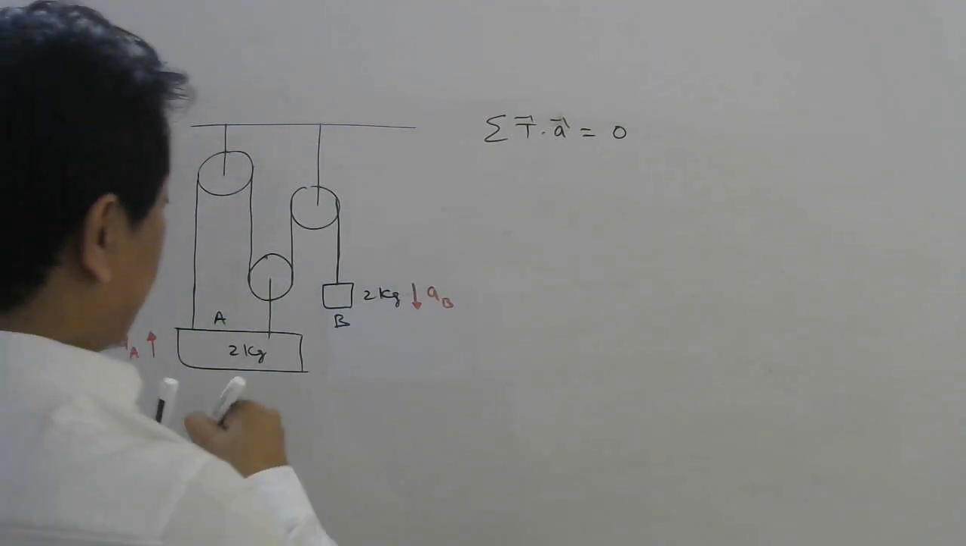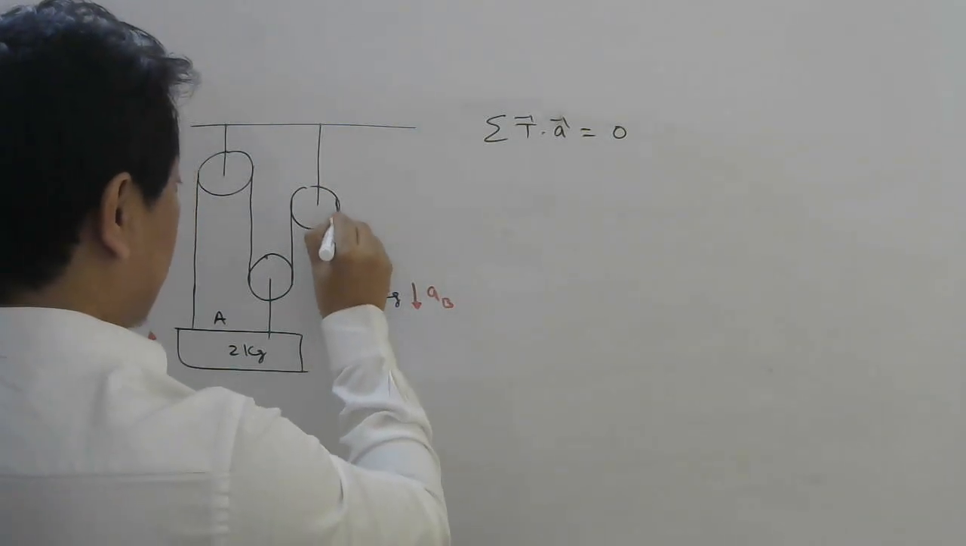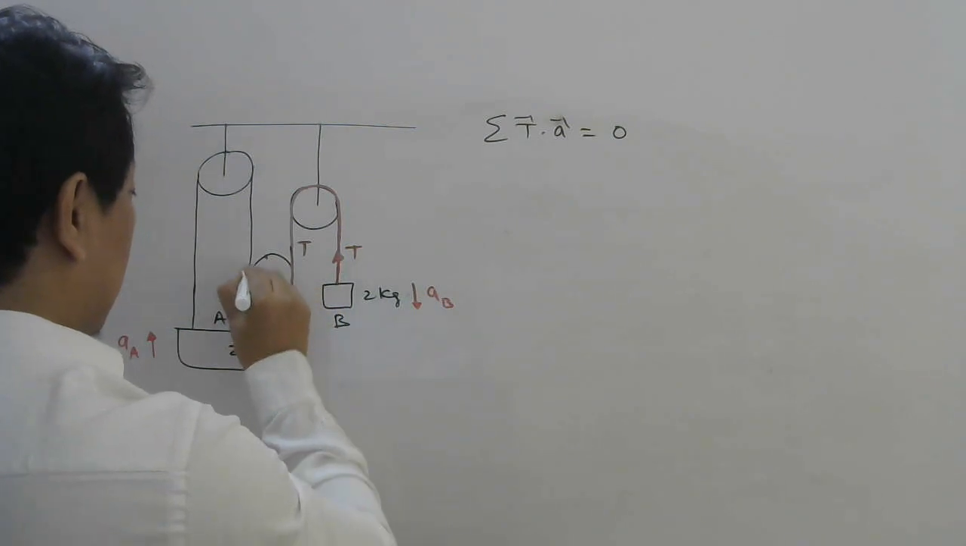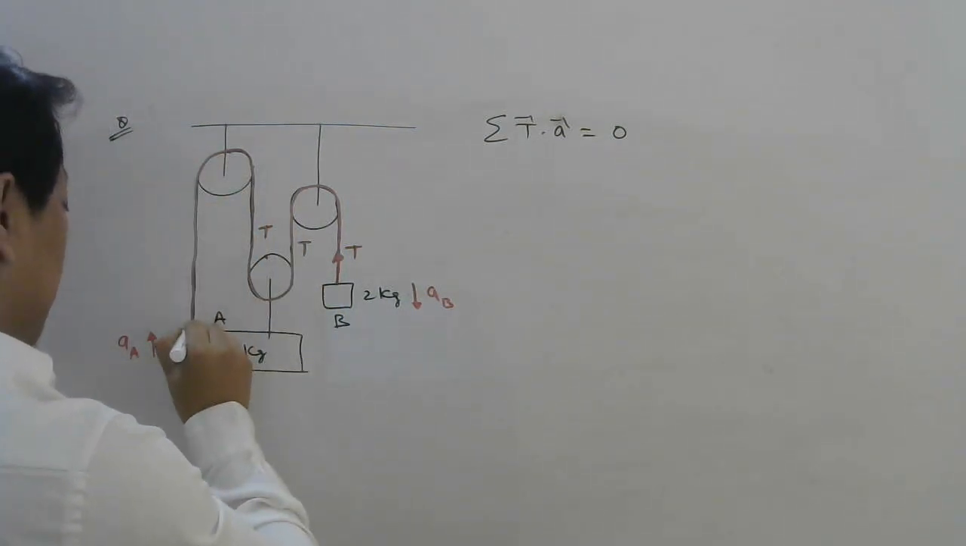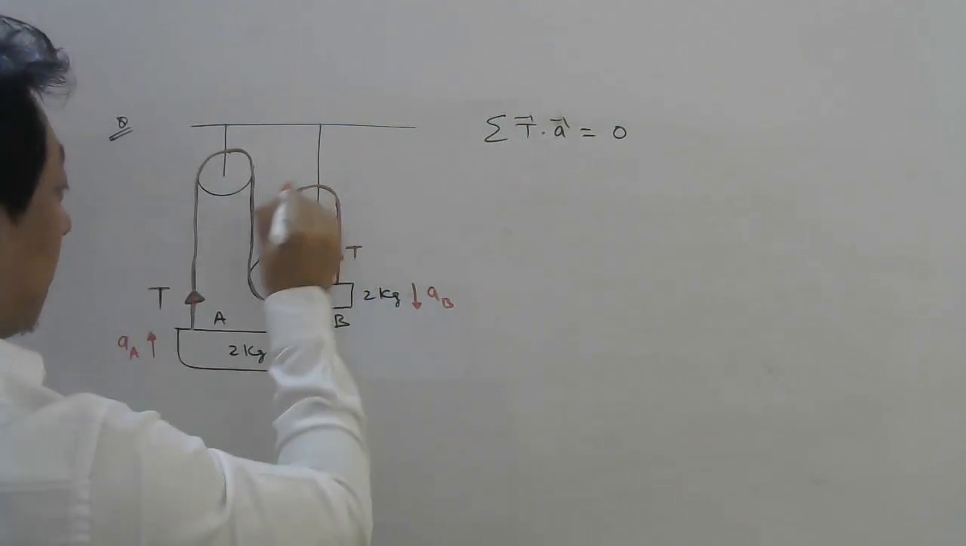Let's assume tension here is T. Now you can see this same string, same string, same string. So everywhere tension will be T. Here also T, and here also T. So tension here will be T on this block because this is the same string.